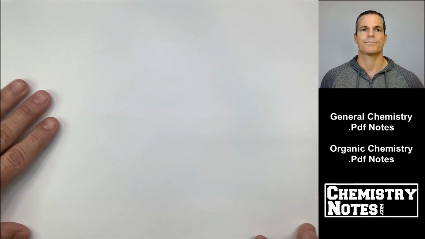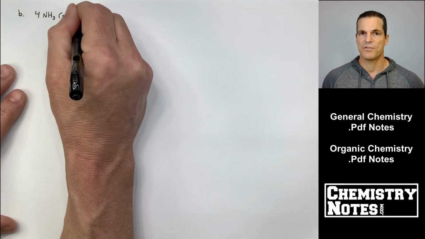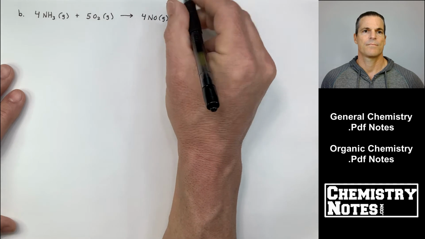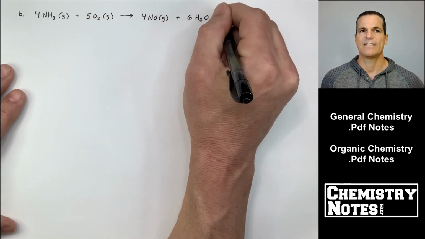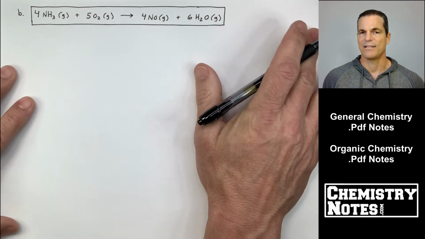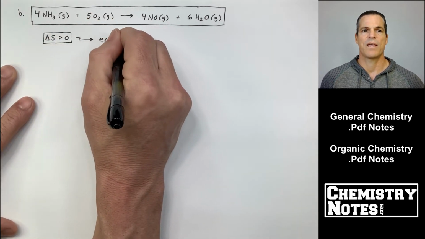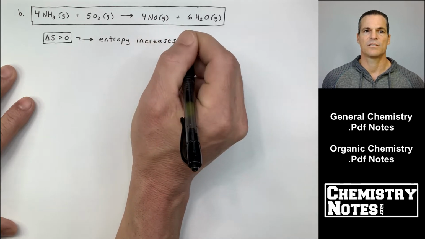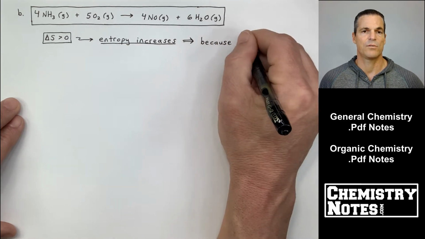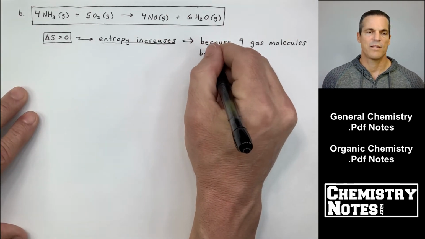Entropy decreases. All right, B, our next example. We want to know, is entropy increasing or decreasing when this reaction occurs? On the left-hand side, I've got 9 gas molecules, and on the right-hand side, I've got 10 gas molecules. So we can say delta S is greater than 0. In other words, my entropy increases. It's a positive number, just because we're going from 9 molecules of gas on the left to 10 molecules of gas on the right. This is the opposite argument from what we just saw for A.